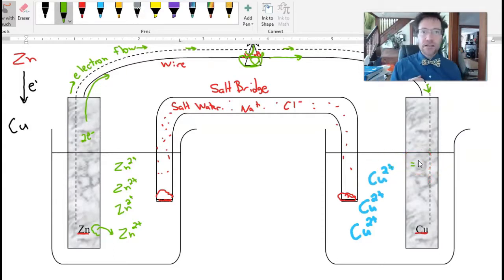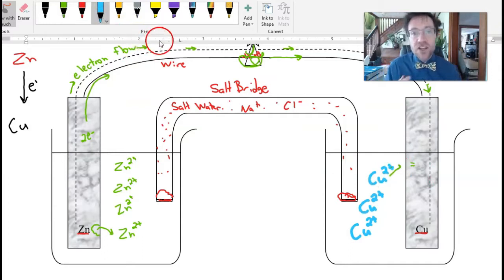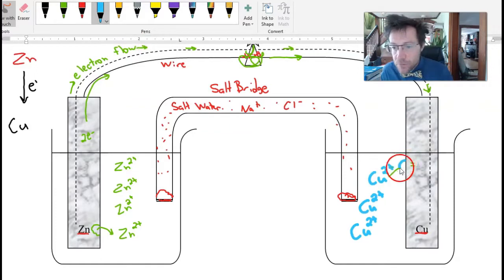What happens when there's a positive thing and a negative thing? You bet, they are attracted to each other, and so a copper ion is attracted to these two electrons, and then it gobbles up those two electrons and goes from copper 2+ to copper 0 and turns into a little blob on top of that electrode.